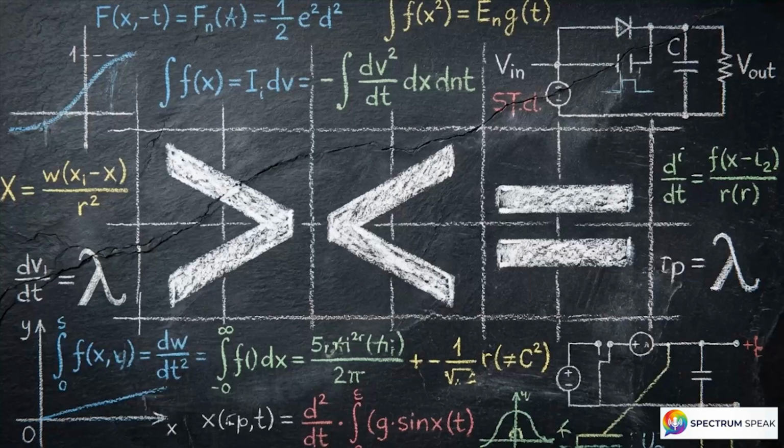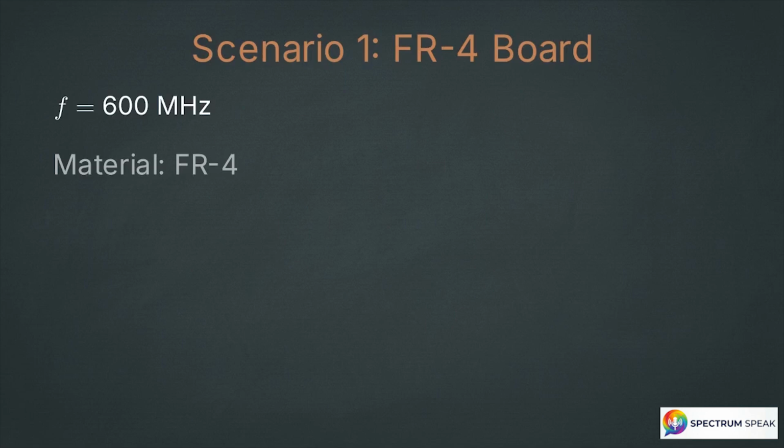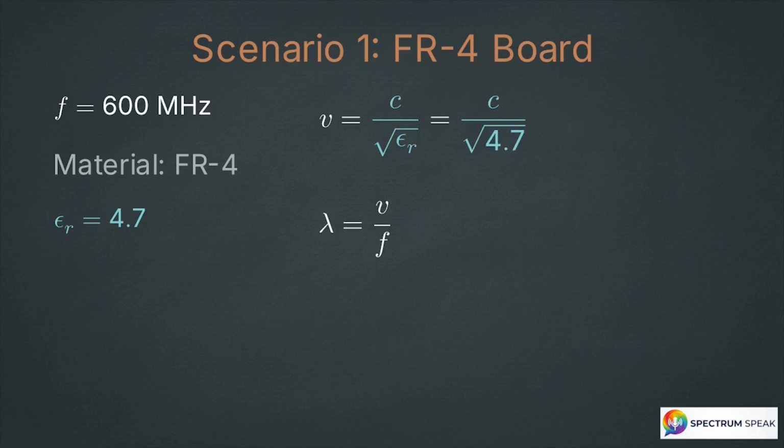To see how this dictates physical design, we run these formulas through a 3-step mathematical stress test. This calculation shows a baseline test for a 600 MHz signal propagating through an FR4 board. First, we factor in the dielectric penalty of 4.7 to find the velocity. Then we divide that velocity by the frequency, yielding a wavelength of exactly 23.1 centimeters.